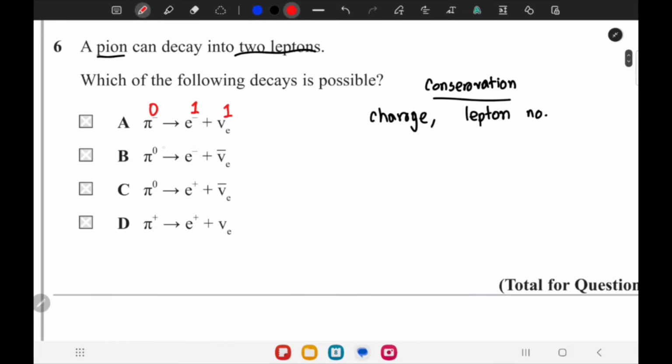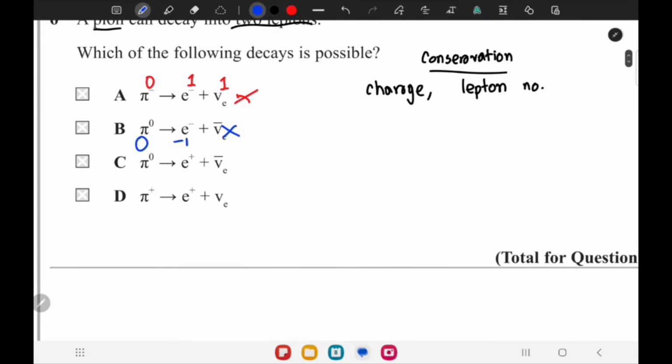Now for this, the charge doesn't balance out at first. So we have a charge of 0 over here and a charge of minus 1 over here. So this is out as well. This is out. For the third one, the charge again doesn't balance out. We have 0 on the left and plus 1 on the right. So this is out as well.